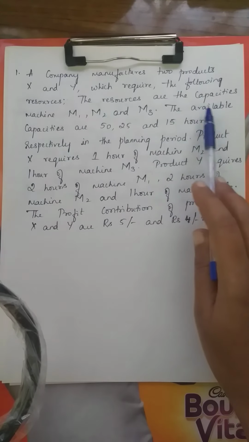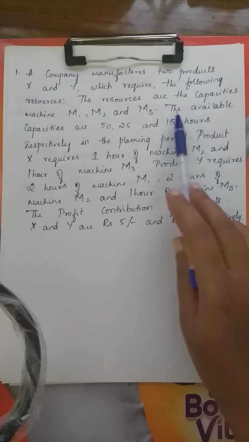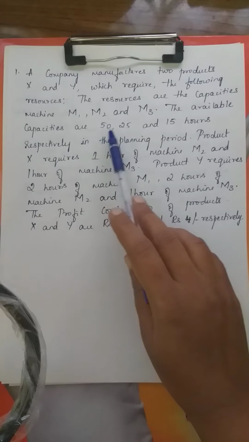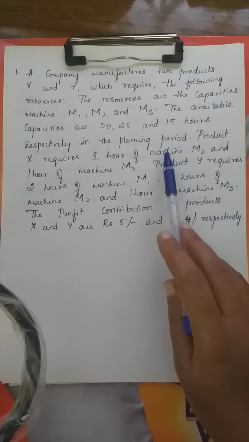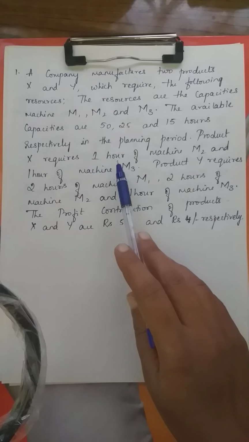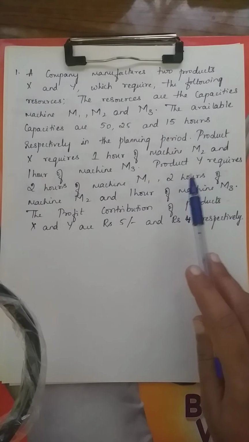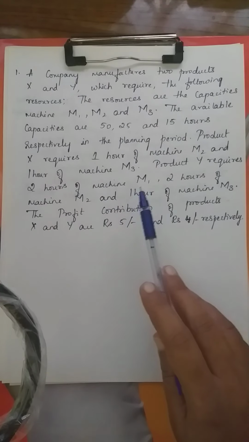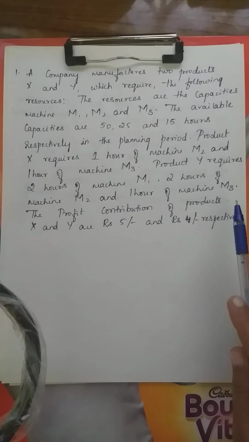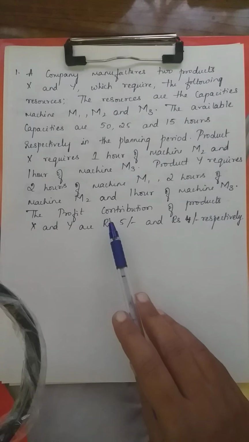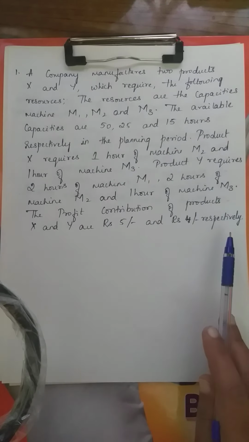The resources are the capacities of machines M1, M2 and M3. The available capacities are 50, 25 and 15 hours respectively in the planning period. Product X requires 1 hour of machine M2 and 1 hour of machine M3. Product Y requires 2 hours of machine M1, 2 hours of machine M2 and 1 hour of machine M3. The profit contribution of products X and Y are rupees 5 and 4 respectively.